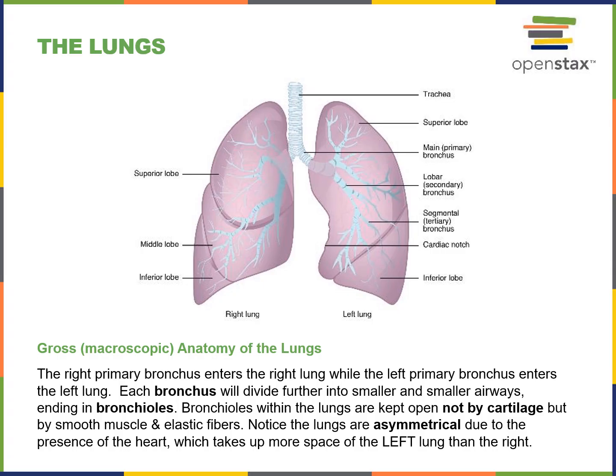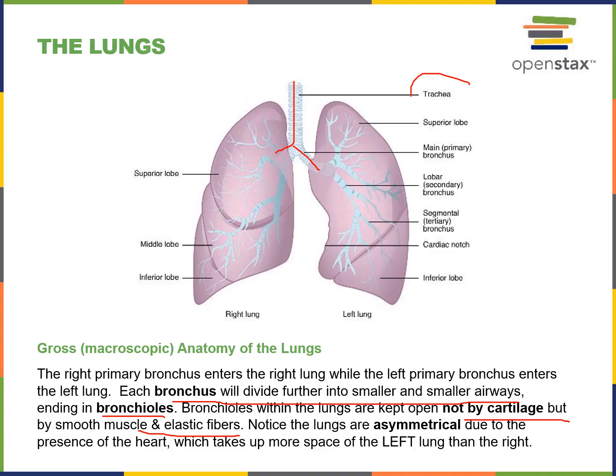So this is slide 8 of 14. This was the slide I stopped at, so we would continue right from here. Here's the trachea again, leading into the branches of the right and left primary bronchi. Each bronchus, singular, will divide further into smaller and smaller airways, ending in bronchioles. Bronchioles within the lungs are kept open not by cartilage, but by smooth muscle and elastic fibers.